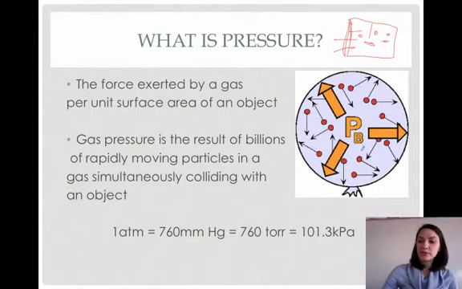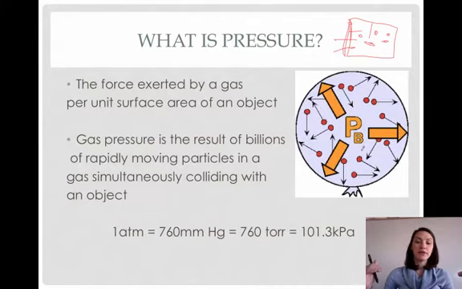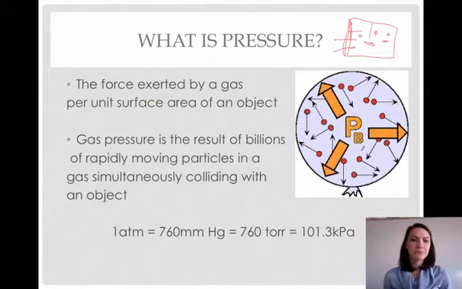On the outside of the balloon, there are molecules that are still hitting into the outside of the balloon, okay? That would be the pressure of the atmosphere acting on the other side, okay? So there's pressure happening on both sides of the balloon, all right? So gas pressure is really the result of billions and billions of rapidly moving, really fast particles, and they're simultaneously all hitting an object, that area.